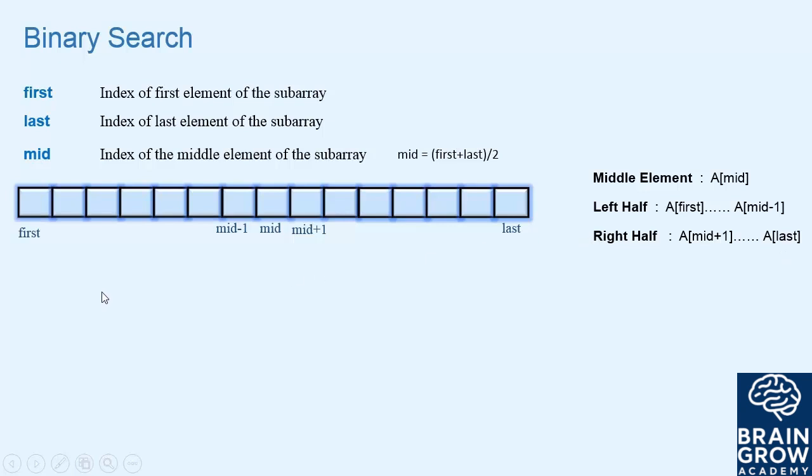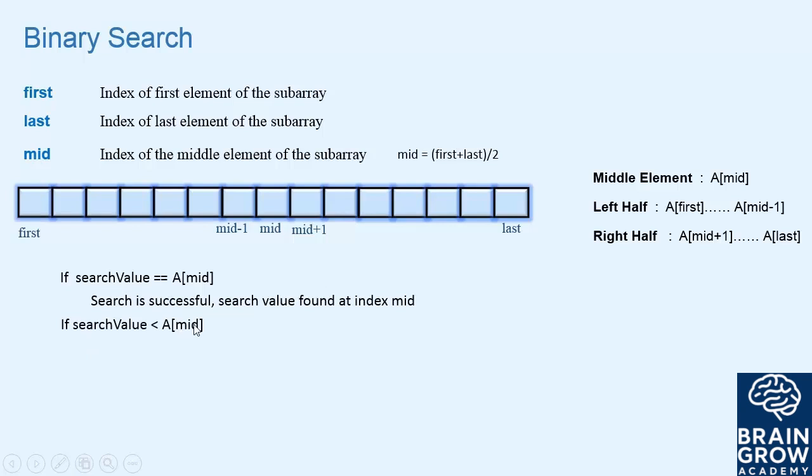Now the value to be searched is compared with the middle element. If it is equal to the middle element, search is successful. If it is smaller than the middle element, then we have to search in the left subarray. Now for left subarray, index of first element is first only, while the index of last element is mid minus 1. So we update variable last, while variable first remains the same.